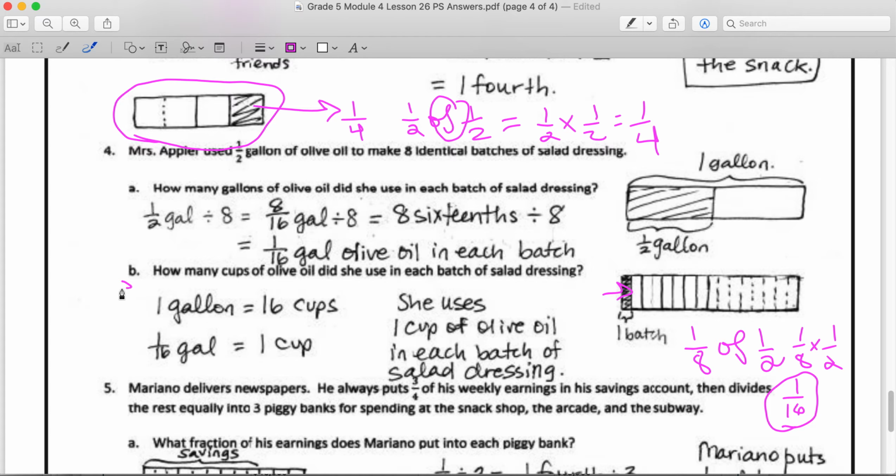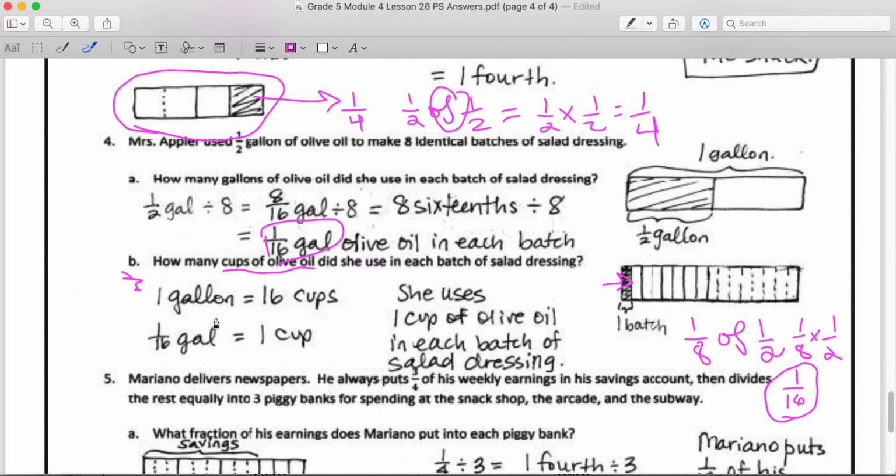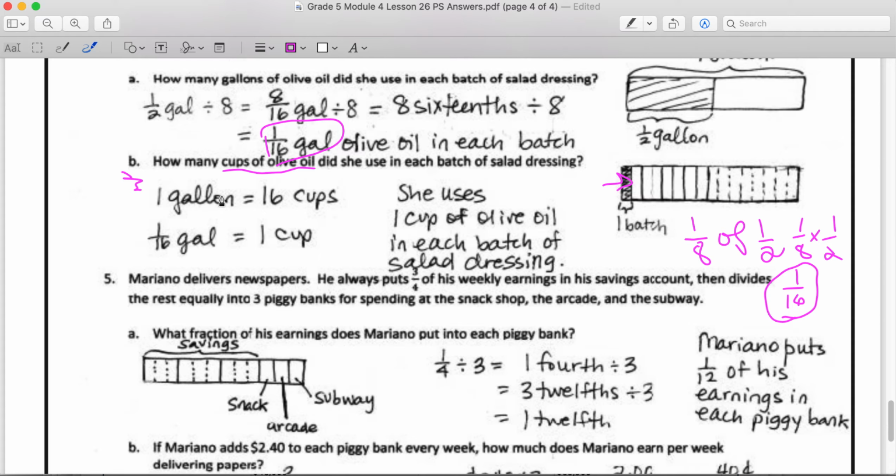All right, let's answer B. It says, how many cups of olive oil did she use in each batch of salad dressing? How many cups? So if this is 1/16 of a gallon, we have to know the relationship between cups and gallons. So let's start with what we know. 1 gallon is 16 cups. It just happens to work out. So that means that 1/16 of a gallon, meaning if it's 16 cups and I only want 1 portion out of 16, then 1/16 of a gallon is just 1 cup.